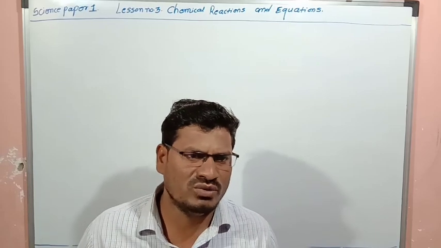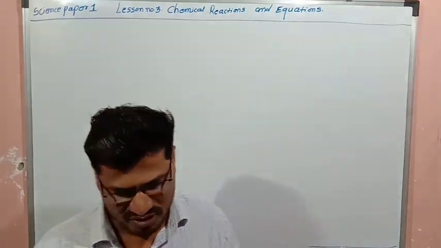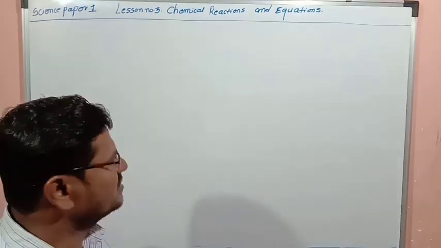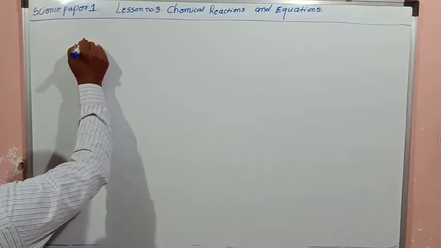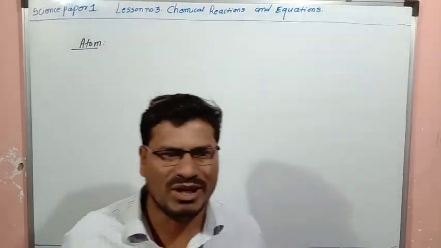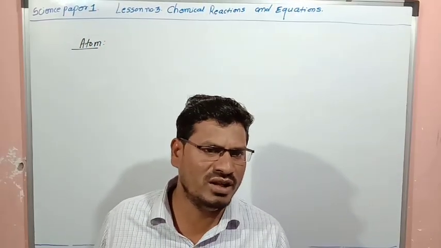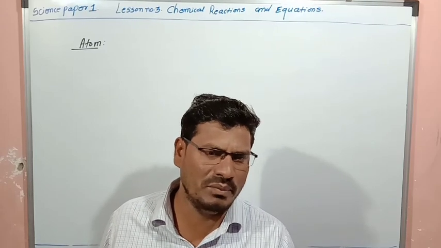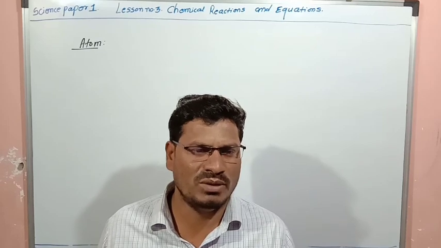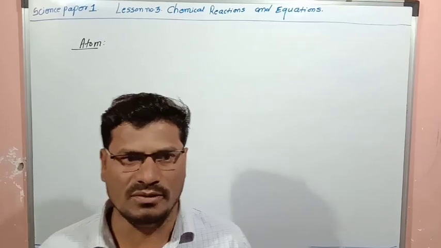Everyone is knowing what is meant by atom. So from that atom only we'll start. Atom is the smallest particle of matter, the smallest indivisible particle of matter. What is the atom? The smallest indivisible particle of the matter is called an atom.